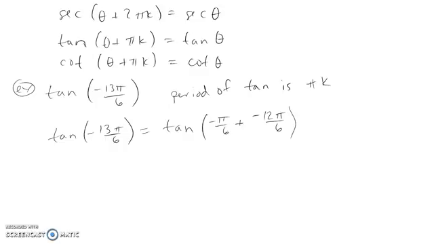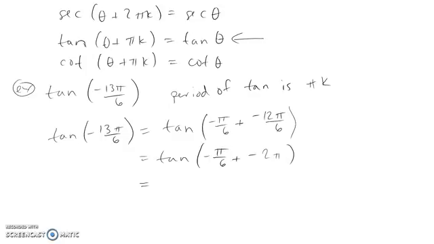Right? So I'm going to split negative 13 pi over 6 into negative pi over 6 and negative 12 pi over 6. It turns out that negative 12 pi over 6 is a multiple of pi. It happens to be 2 pi. Remember, k can be any integer, can even be negative.